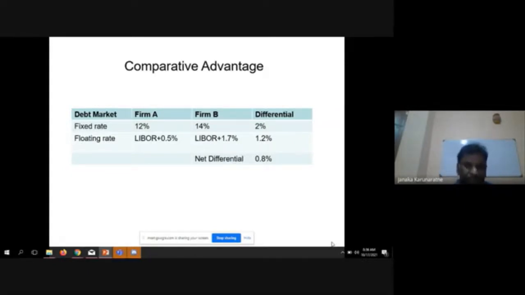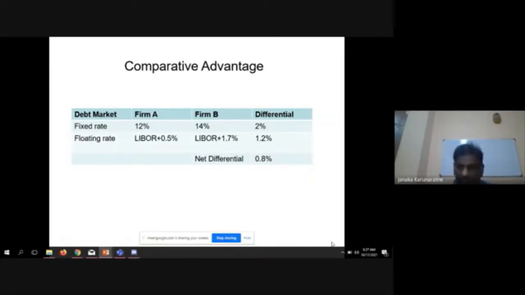Now say each firm wants to borrow in the other market, where they have a lesser comparative advantage. So assume that firm A needs to borrow in the floating rate market. Firm B wants to borrow in the fixed rate market. So each firm does not have a comparative advantage in that particular market, right? So how do you structure an interest rate swap so that both parties can benefit out of the deal?